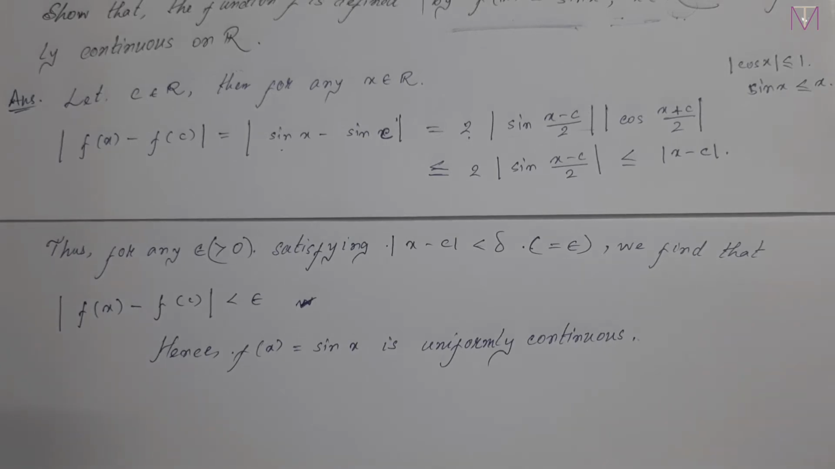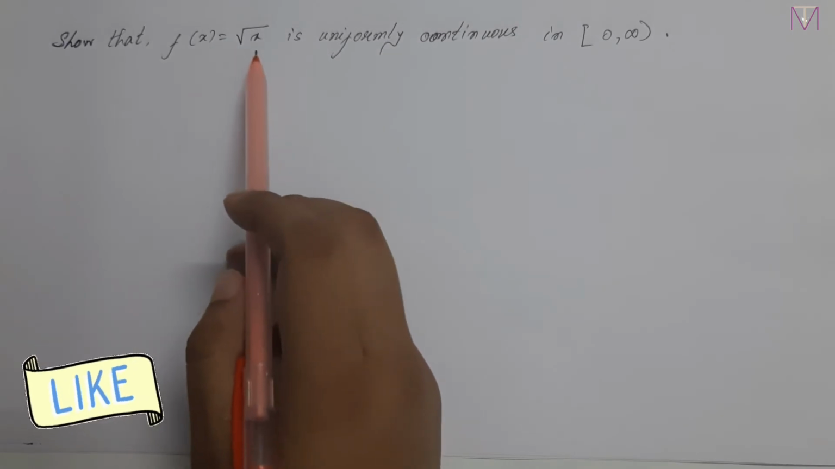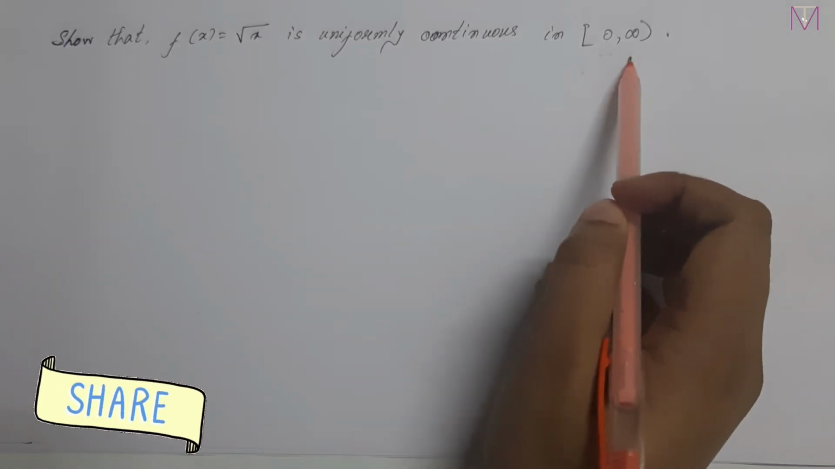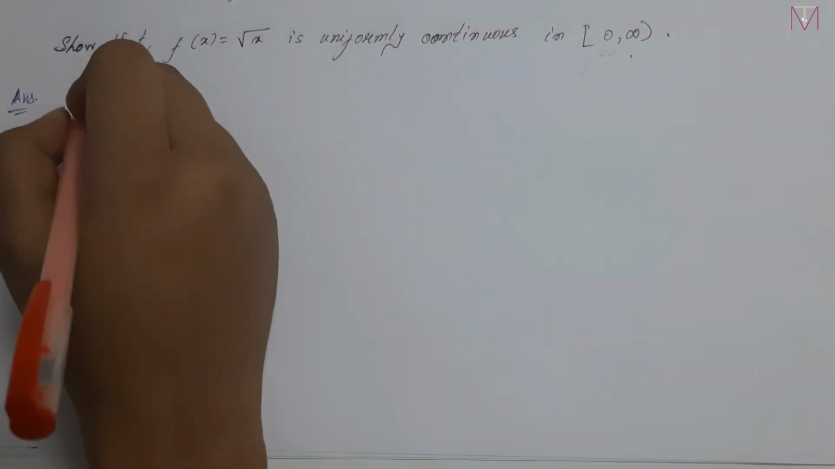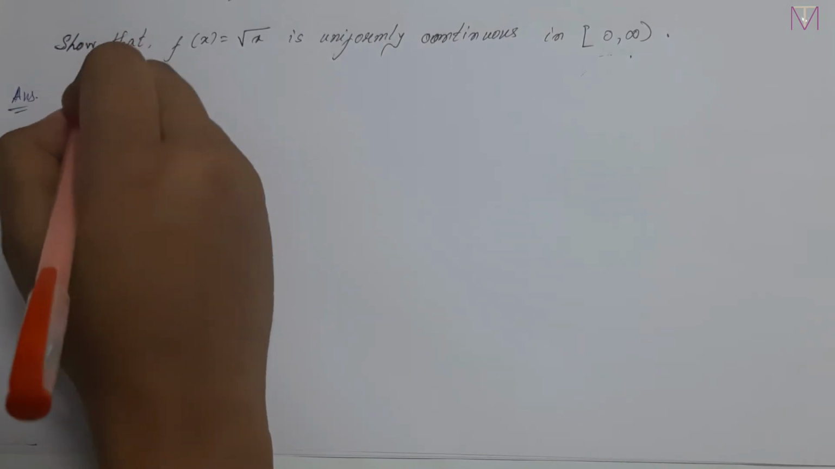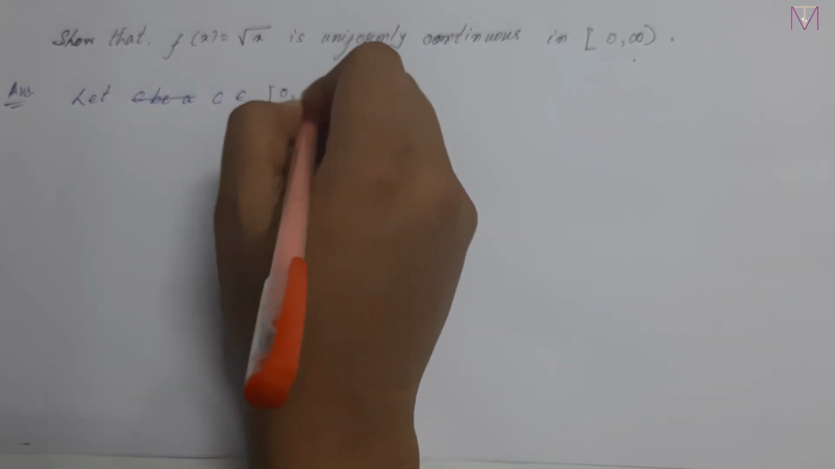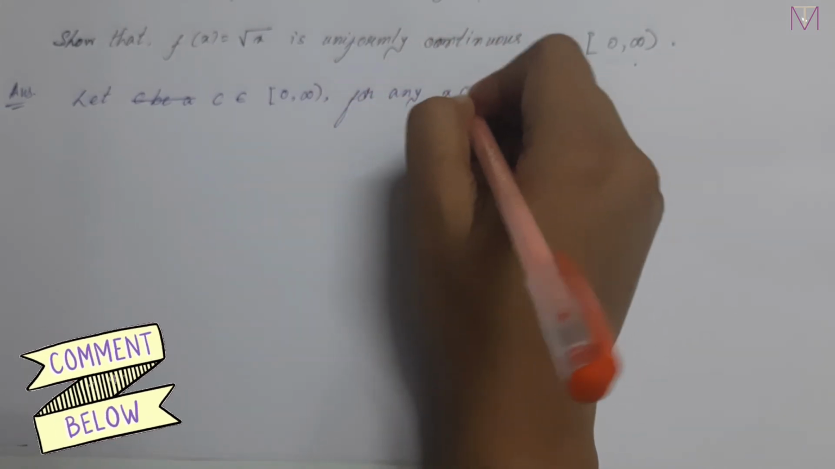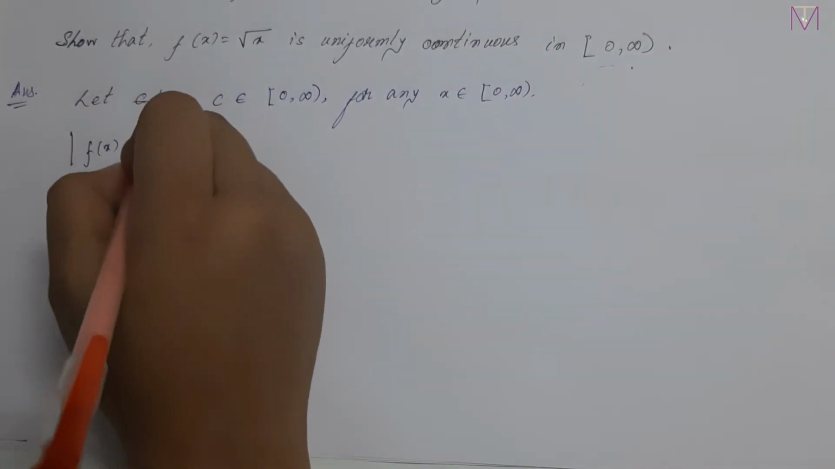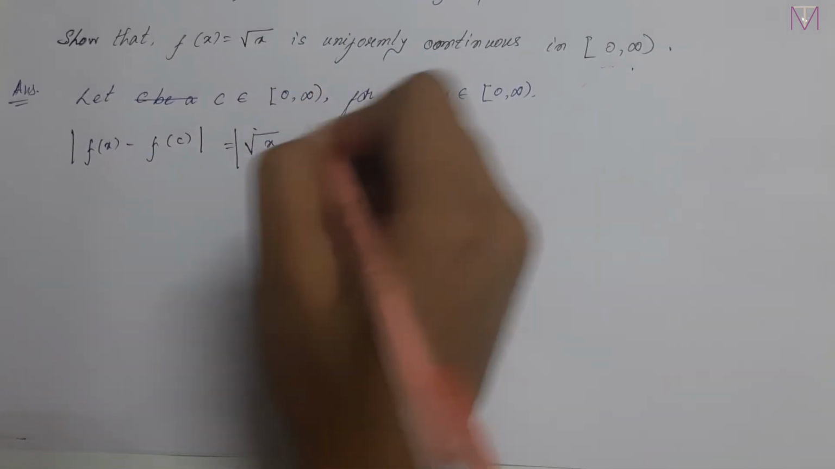Now we move to the next example. This is the question: we have to show that f(x) equal to root x is uniformly continuous in the interval 0 to infinity. Similarly, we will proceed. Let c belong to [0, infinity). For any x belonging to [0, infinity), |f(x) - f(c)| equals |root x - root c|.